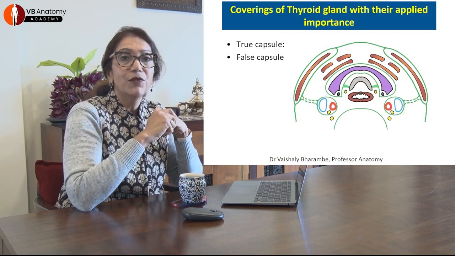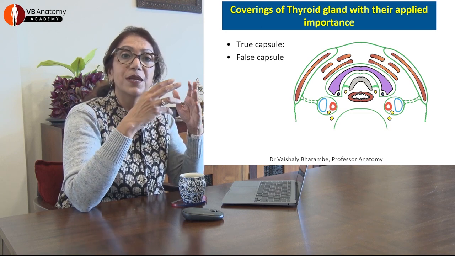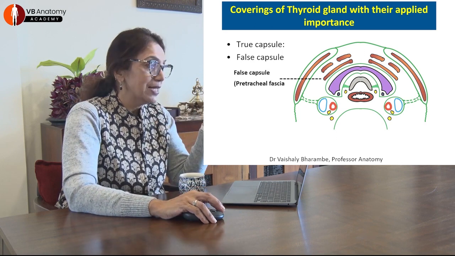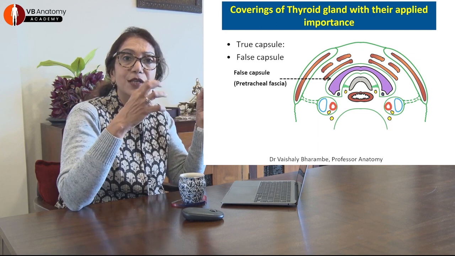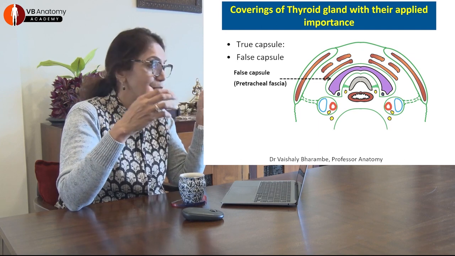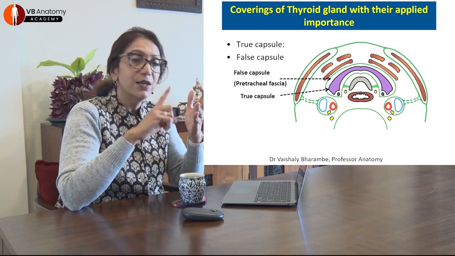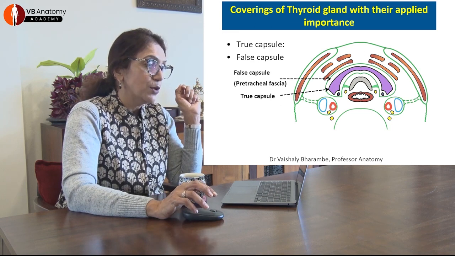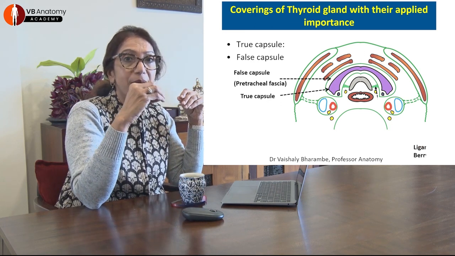If you recall, I have taught you that the thyroid gland is enclosed within a layer of pretracheal fascia. That pretracheal fascia forms the false capsule, and the condensation of the thyroid gland tissue parenchyma itself forms the true capsule of the thyroid gland. So you've got a true capsule inside, you've got a false capsule outside. This false capsule thickens on the inside to form what is called the ligament of Berry.